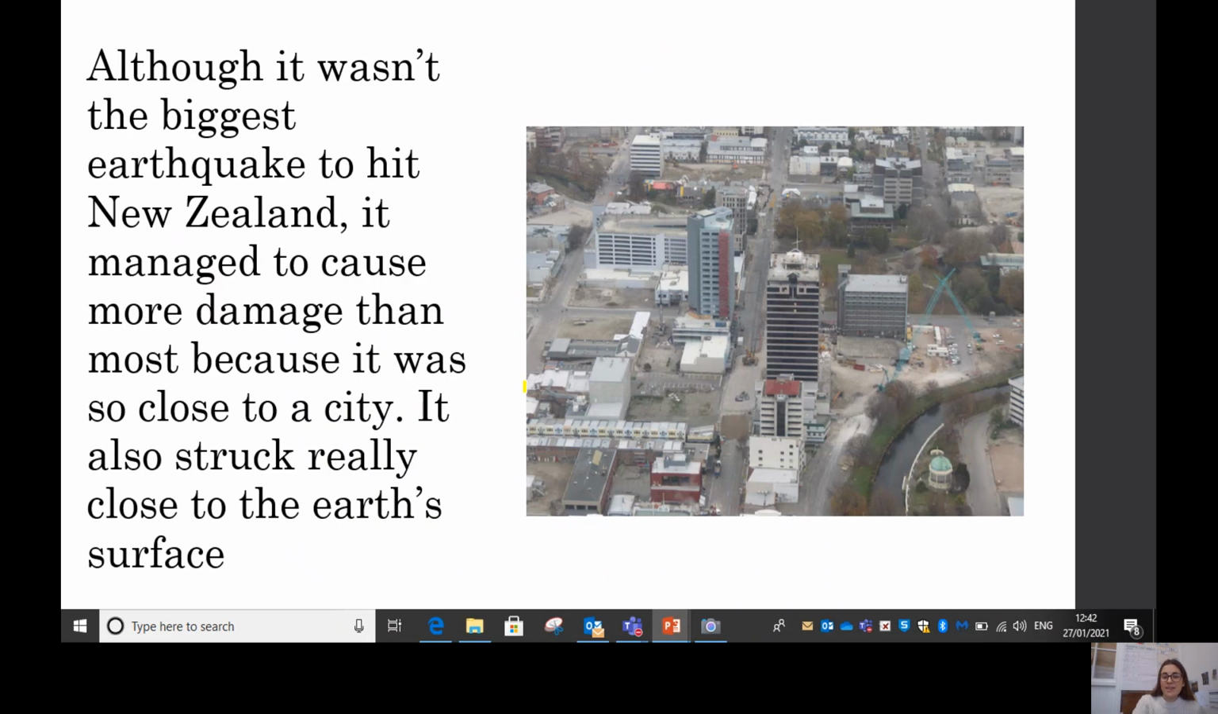So although it wasn't the biggest earthquake to hit New Zealand, it managed to cause more damage than most because it was so close to a city. It also struck really close to the Earth's surface.